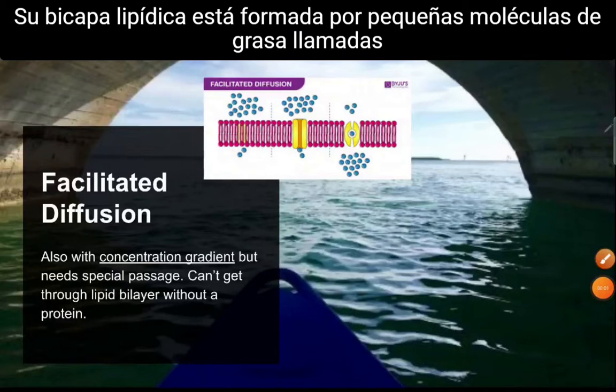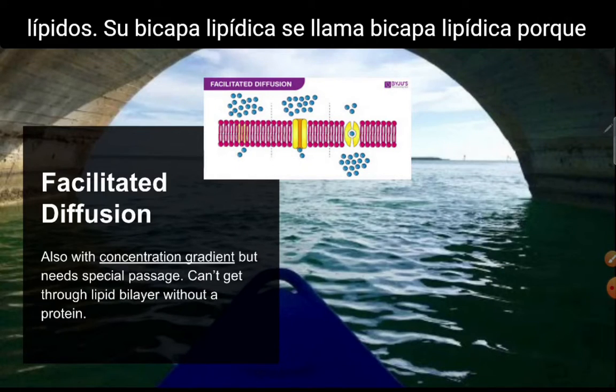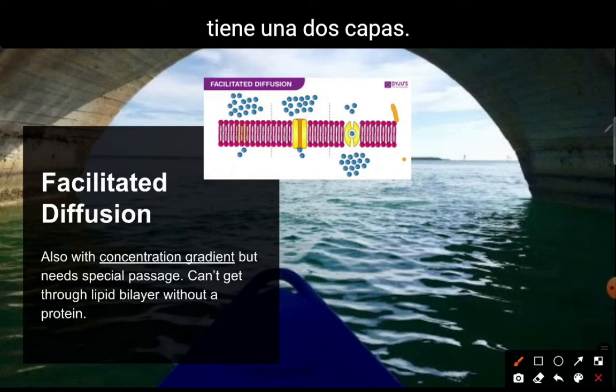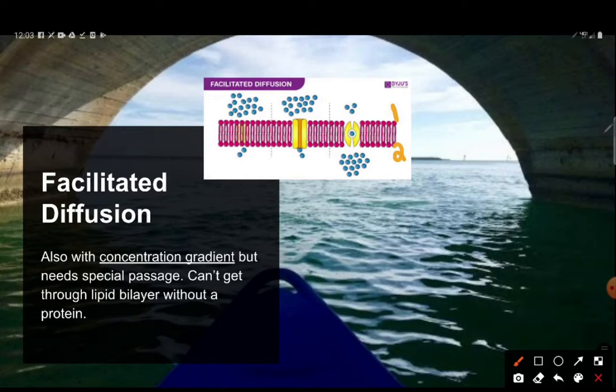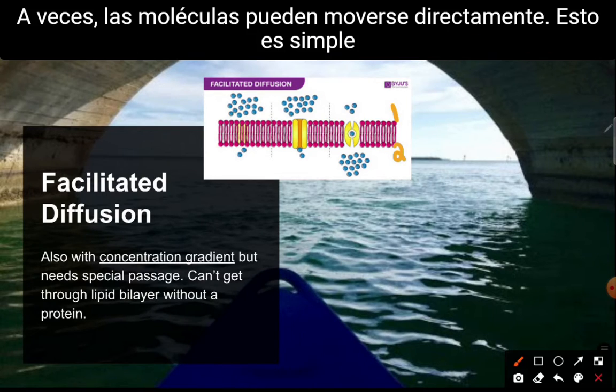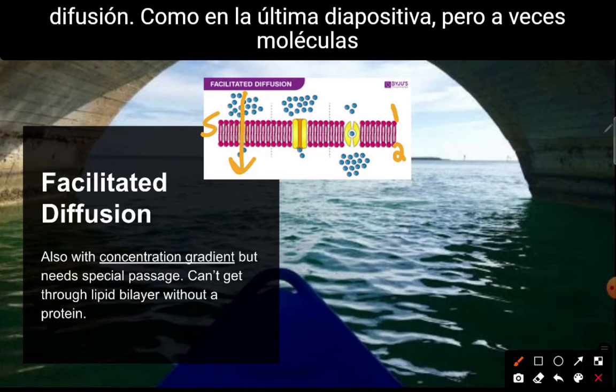Your lipid bilayer is made of small fat molecules called lipids. Your lipid bilayer is called a lipid bilayer because it has 1, 2 layers. These small lipids do not let everything through. Sometimes molecules can move straight through. This is simple diffusion, like in the last slide.